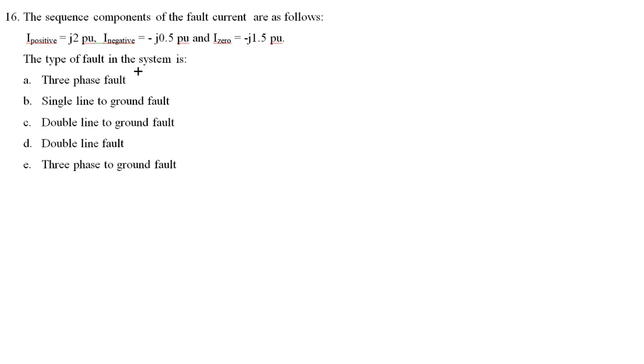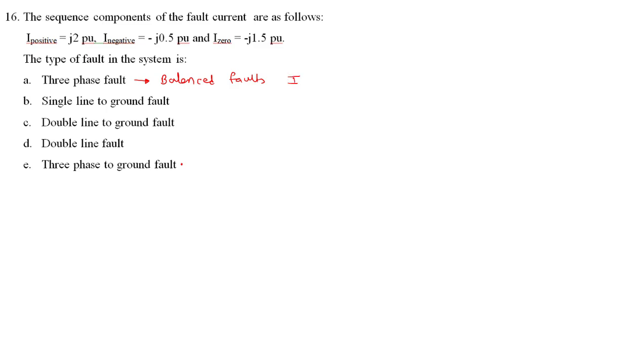Now we need to understand how the sequence networks are connected for each type of fault. For the 3-phase fault and the 3-phase to ground fault, these two are balanced faults, and for a balanced fault, the current flowing through each phase will be the same.